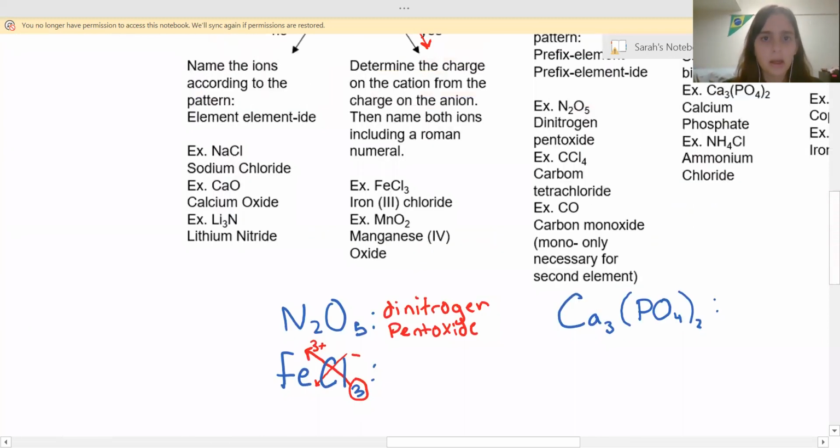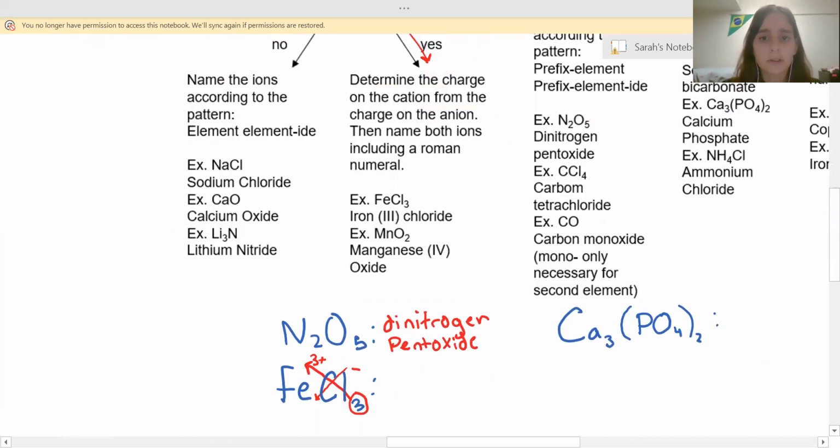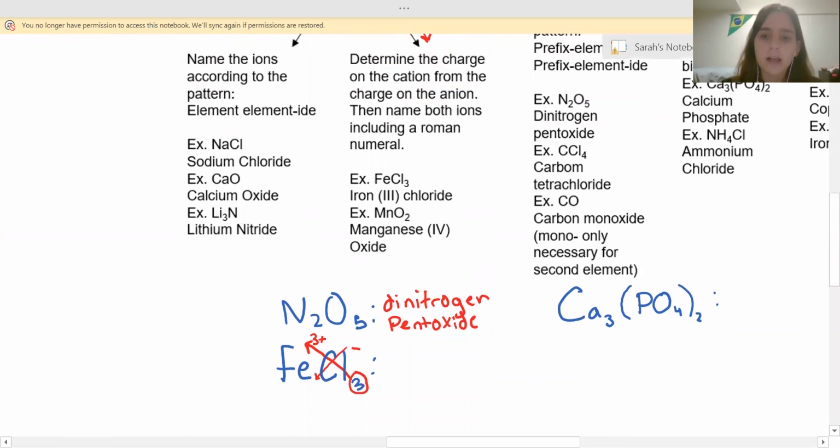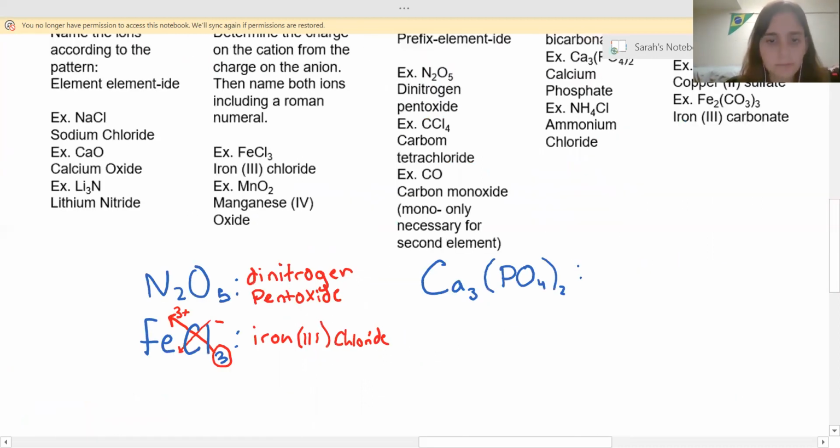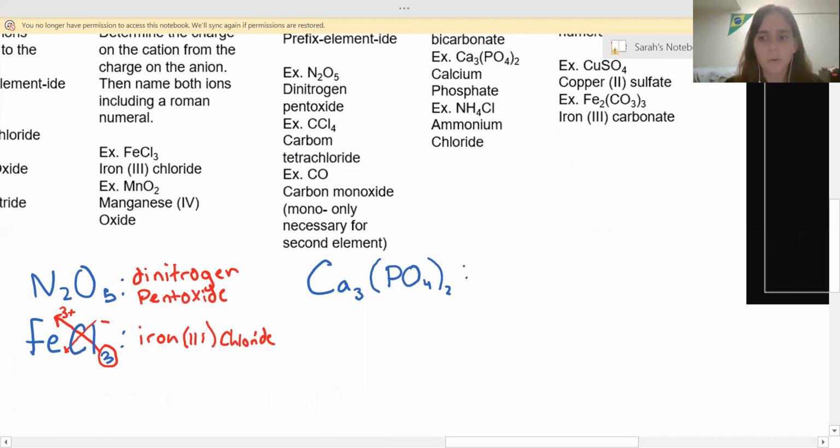Good to know. So it says determine the charge on the cation from the charge on the anion. Awesome, we did that. 3+. Then name both ions, including a Roman numeral. Okay, so we have iron, and then Roman numeral 3. And then again, since chlorine is an anion, it'll be chloride. So it'll be iron(III) chloride. Awesome. Now, last example, we have Ca3(PO4)2, or 3 calciums and 2 phosphates.